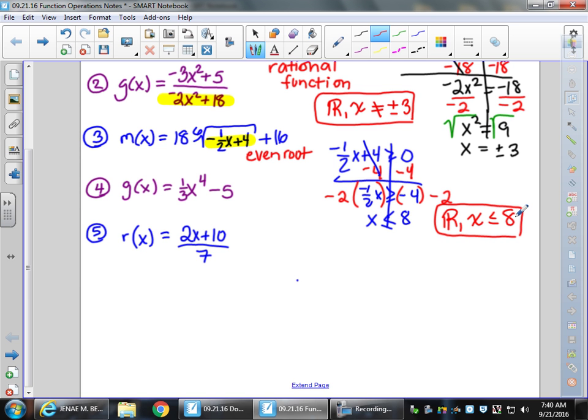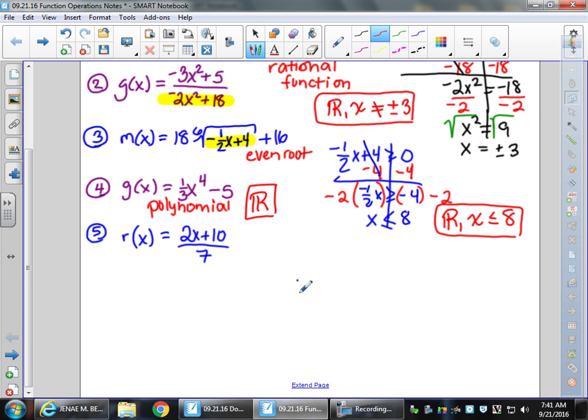How about number 4? Is it linear? It's not linear. Can't be quadratic. The power's higher than 2. Anyone remember what these are called in general? Like we have quadratics, we have cubics, quartics. After that, what do we just call them in general? Starts with a P. Polynomial. Very good. No restriction. So make a note. These are called polynomials. Well, technically we could call this a quartic, but we'll just go polynomial. So all real numbers.